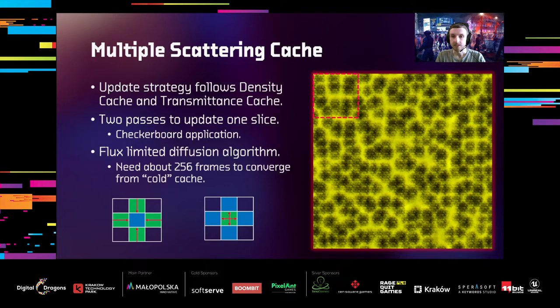The multiple scattering cache uses the same update strategy as other caches, so it takes 16 frames to run one step of the diffusion algorithm for the entire cache, but because of the essence of the flux-limited diffusion algorithm, it takes a lot of time to converge to a stable result. In most cases, it takes about 256 frames for full stabilization for a cold cache. Each update step requires 2 diffusion passes applied in a 3D checkerboard pattern. This way we can avoid expensive cache copying each frame, and that's why we have the intermediate buffer in the multiple scattering cache architecture. The multiple scattering cache update marks the end of the volumetric cloud simulation.